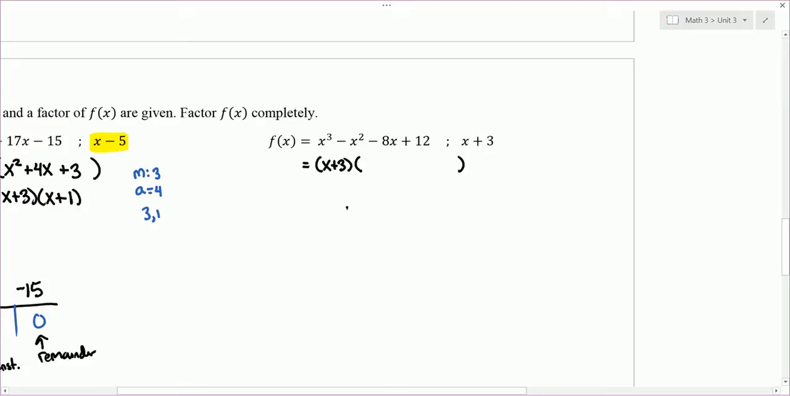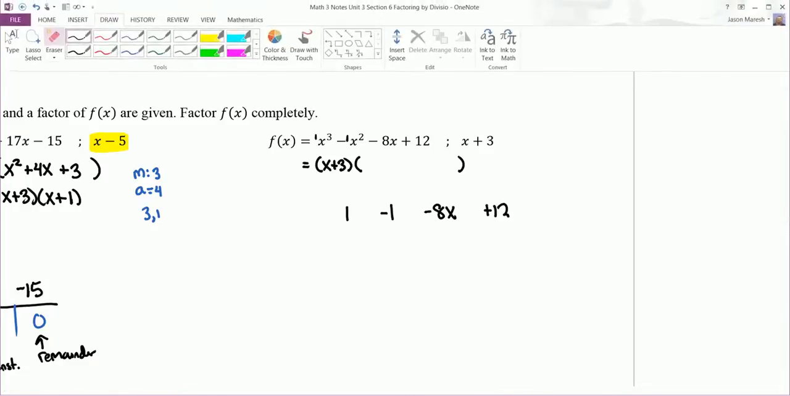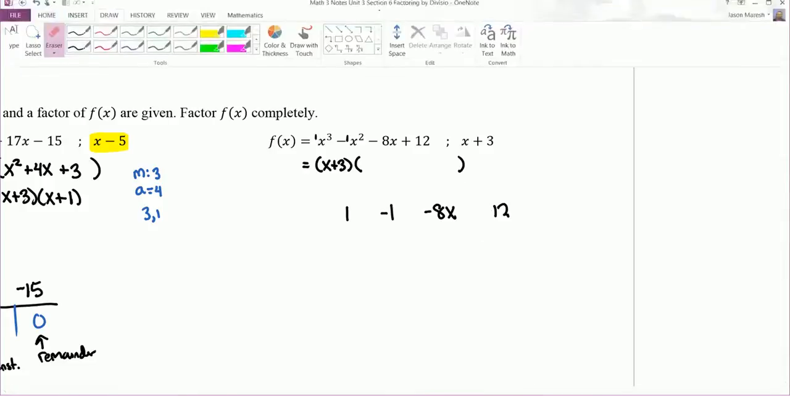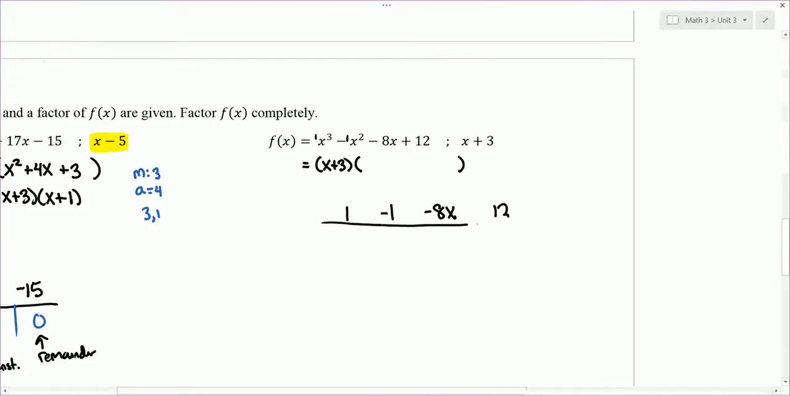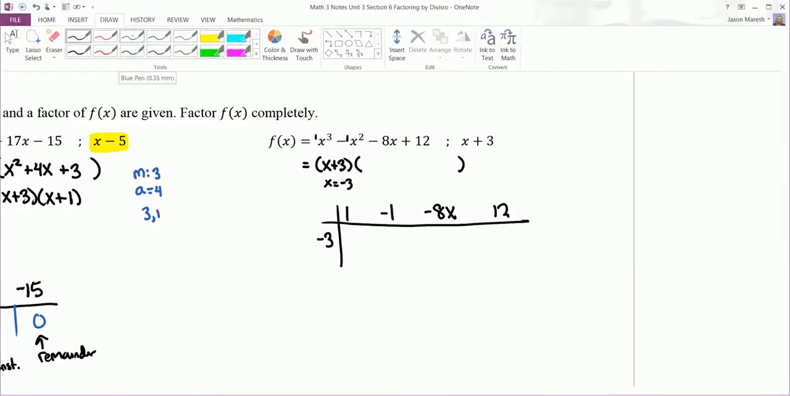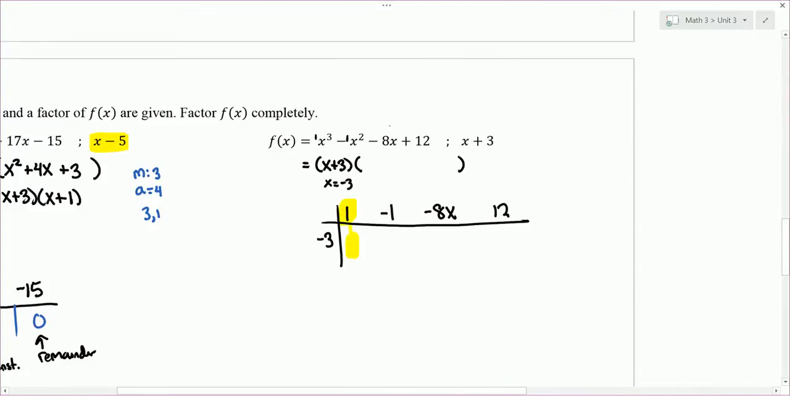We've got 1x to the third, right? We have a negative 1x squared. We have a negative 8x and a positive 12. I don't have to put the plus sign though. We're dividing by x plus 3, so we think, well, what would that x-intercept be? It would be negative 3. Use the x-intercept here. We bring that first number straight down, whatever's there.